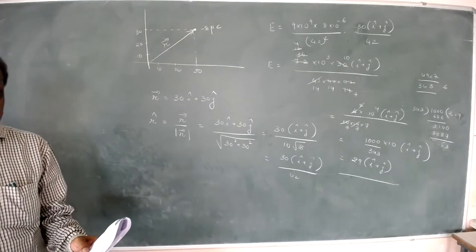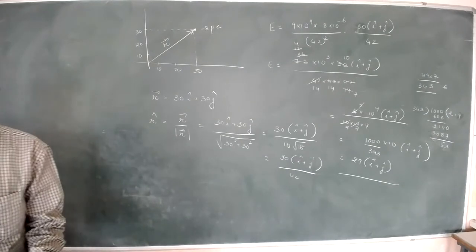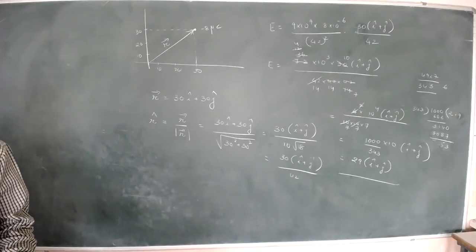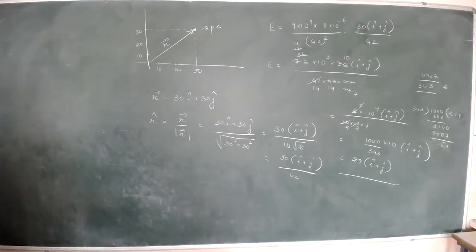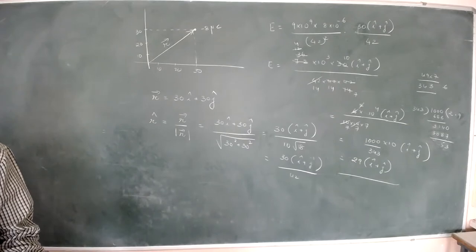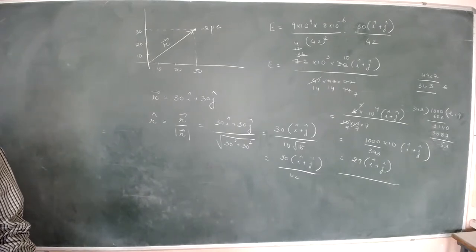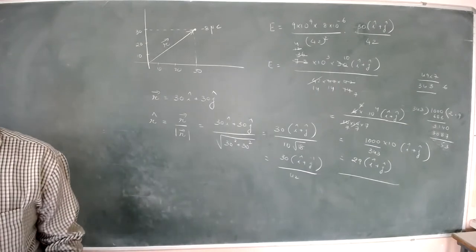Two charges, 4 into 10 power minus 9 coulomb and minus 16 into 10 power minus 9 coulomb, are separated by a distance of 20 centimeter. Okay, the position of the neutral point from the small charge is.